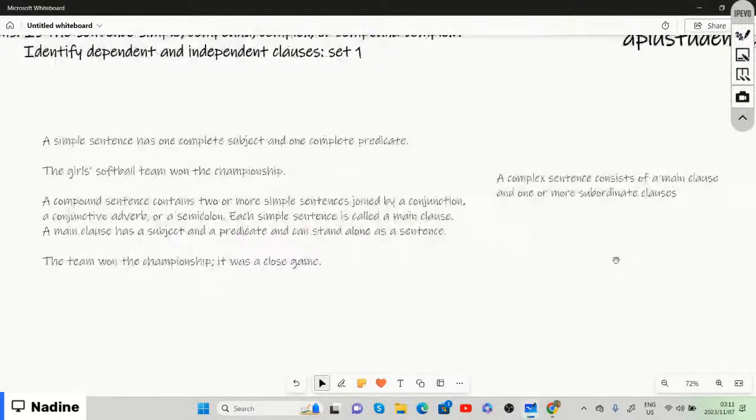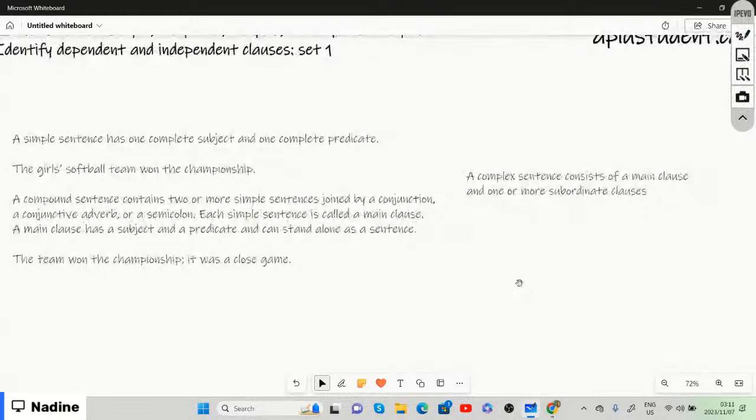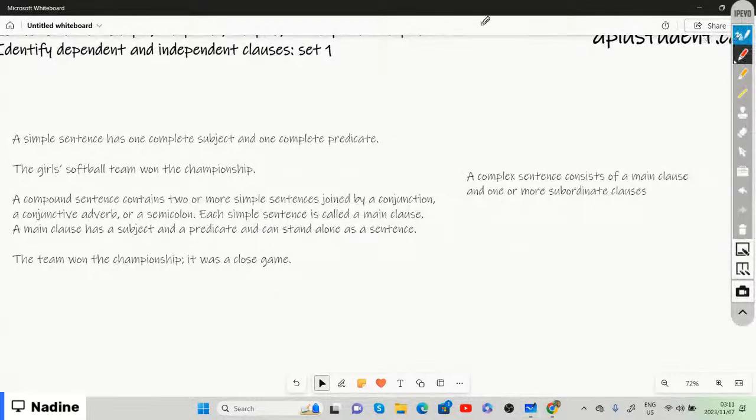And then we have a complex sentence. A complex sentence consists of a main clause and one or more subordinate clauses. It's got a main clause, which is a simple sentence, and then it has one or more subordinate clauses.